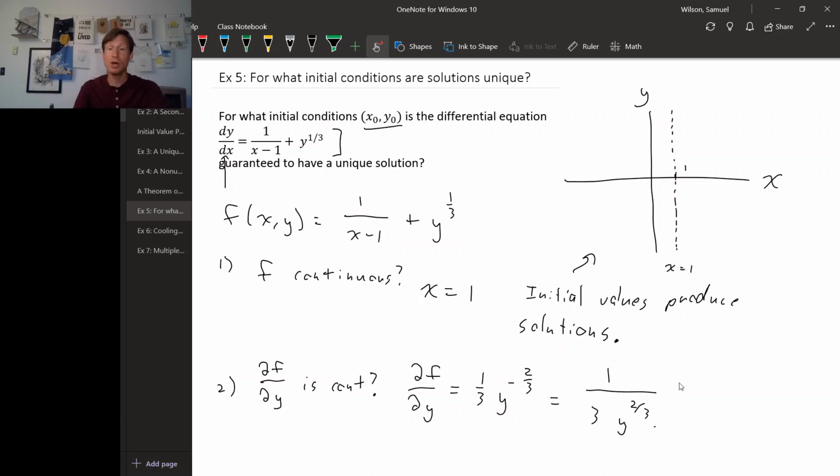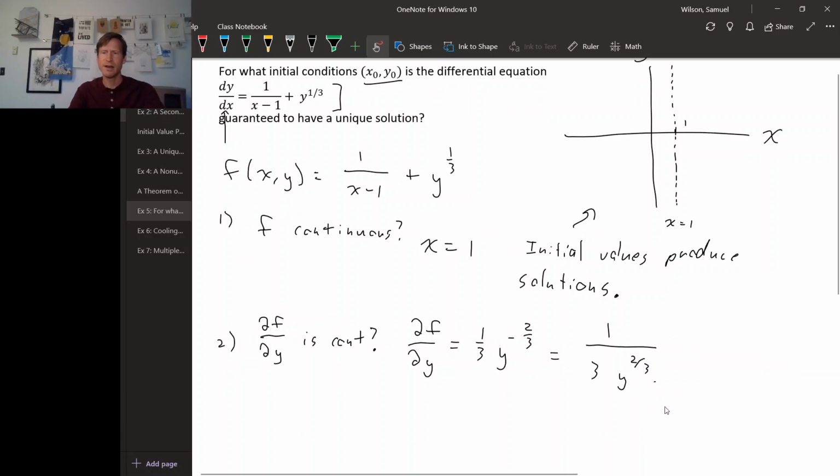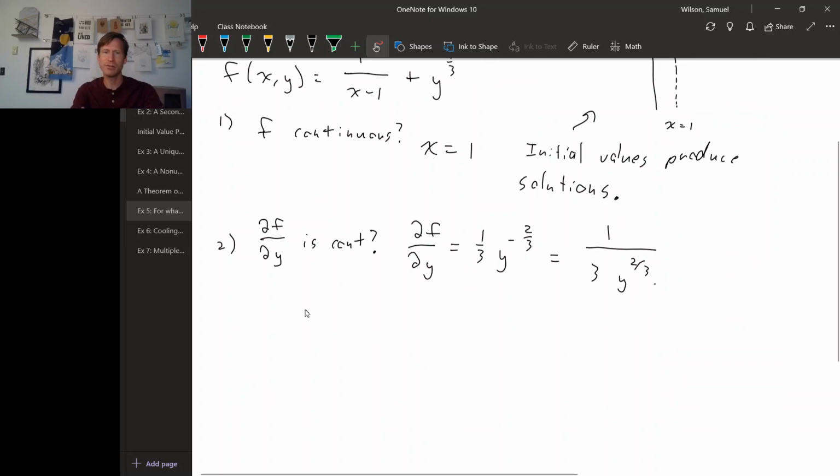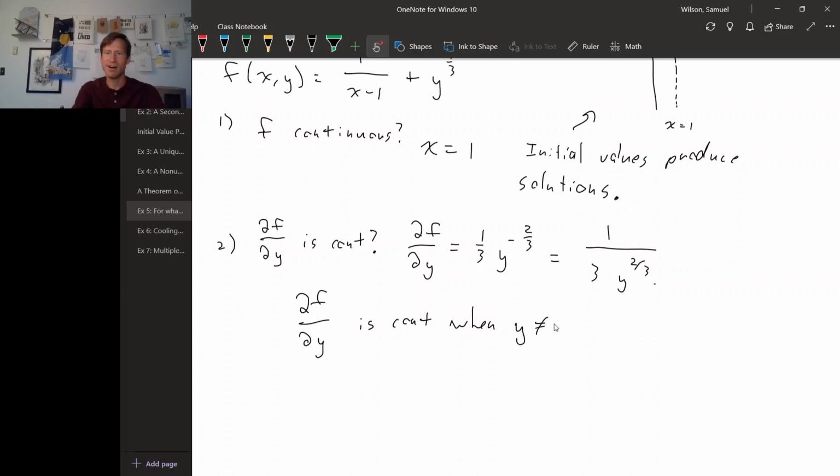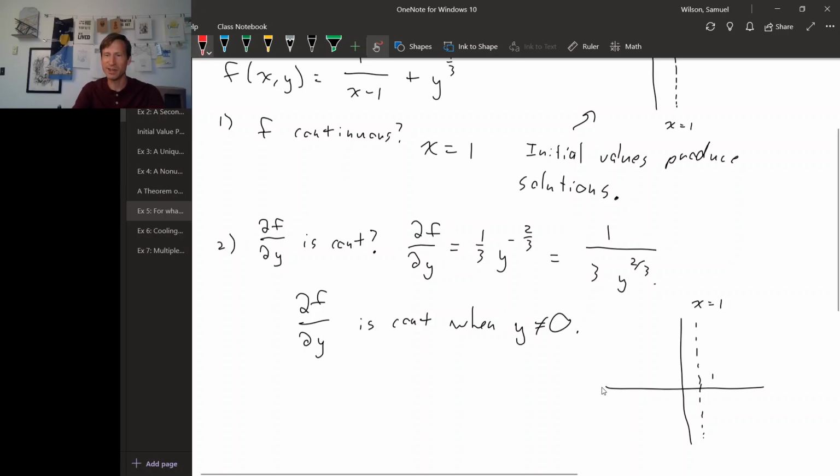Okay, so we need to know where this is continuous. Again, we can't divide by 0, so this derivative is continuous when y is not 0. Okay, so already we had to avoid this vertical line where x was 1. Now we have to also avoid this horizontal line where y is 0. And that will give us unique solutions.